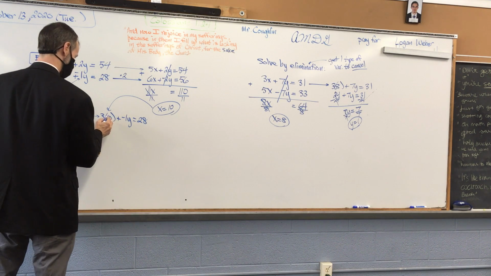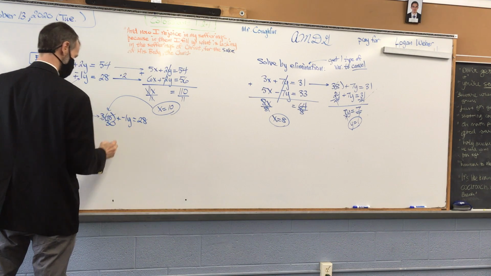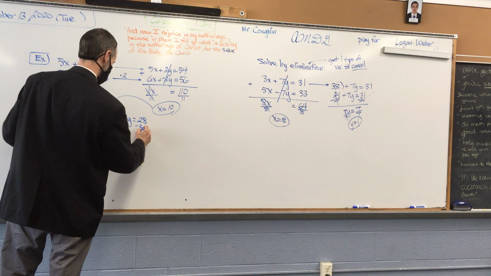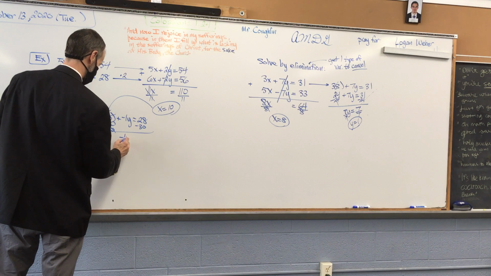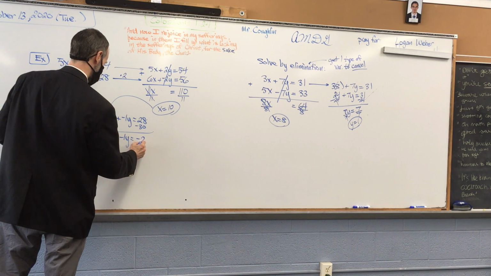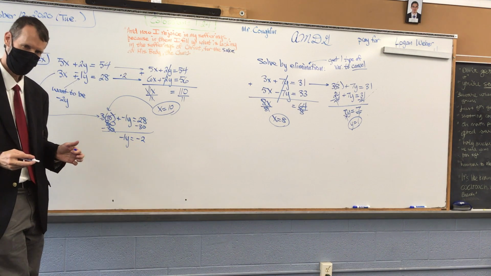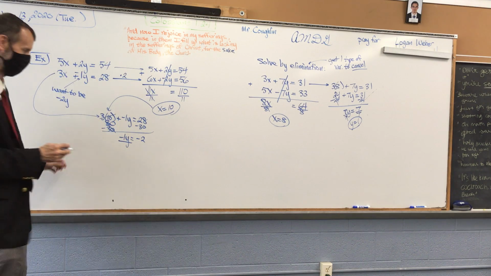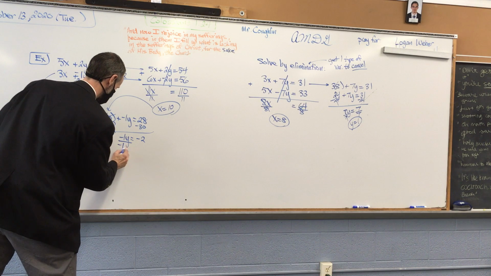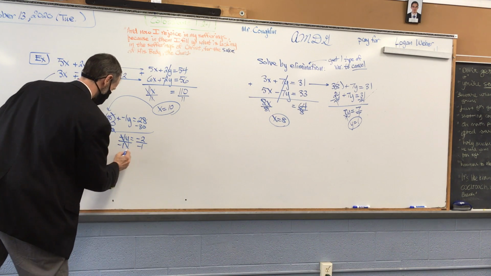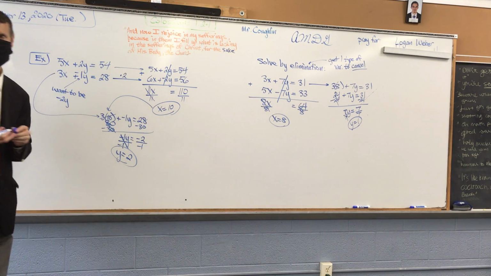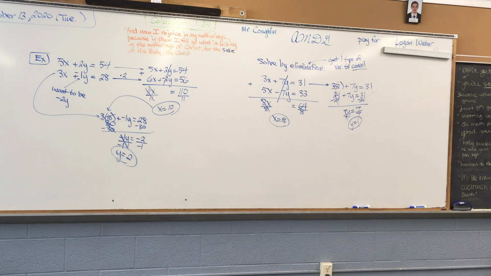What is 3 times 10? 30. Now what? Subtract 30 from both sides. What do you get? -y equals -2. How do you get y by itself? Divide by -1. Yes. That's one of the reasons why I put the 1 in front of the y, because you can actually see what we're dividing. We're dividing by -1. What's the final solution? Y equals 2. Positive 2. Done. Does that make sense?